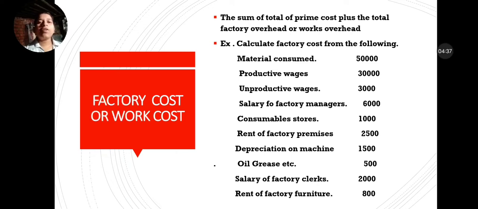Next is factory cost. Factory cost is also called work cost. It is the sum total of prime cost plus the total factory overhead or work overhead. Some examples of factory cost: material consumed, productive wages, unproductive wages, salary of factory managers, consumable stores, rent of factory premises, depreciation on machine, oil and grease, salary of factory clerk, rent of factory furniture. These are the items related to factory cost.